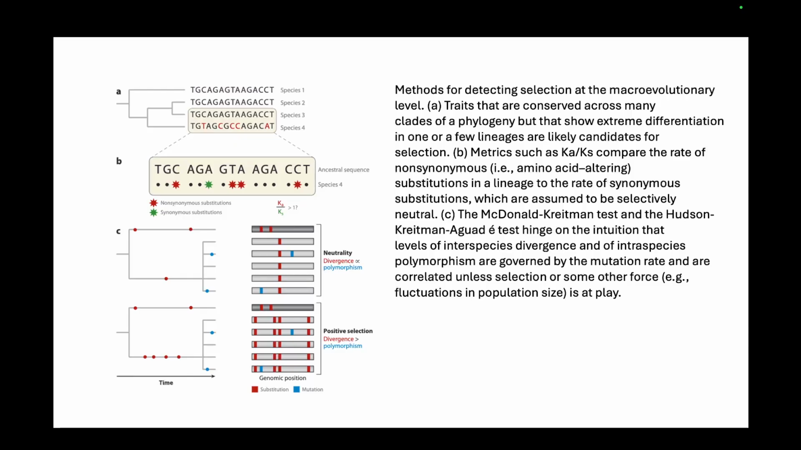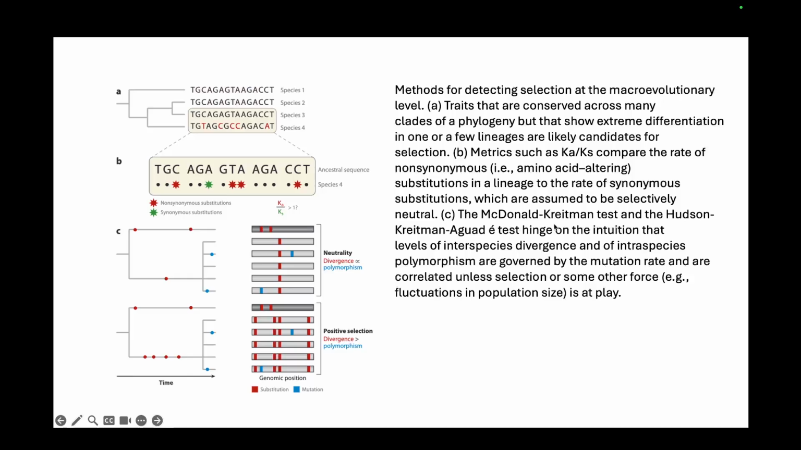So again, if you have this is your ancestral sequence and this is your current sequence. If you compare it, you'll have some non-synonymous and synonymous mutations, and then you calculate this Ka by Ks. If it is greater than one, that means your mutations are under positive selection. Yeah. So metrics such as Ka by Ks compare the rate of non-synonymous substitutions in a lineage to the rate of synonymous substitutions, which are assumed to be selectively neutral.